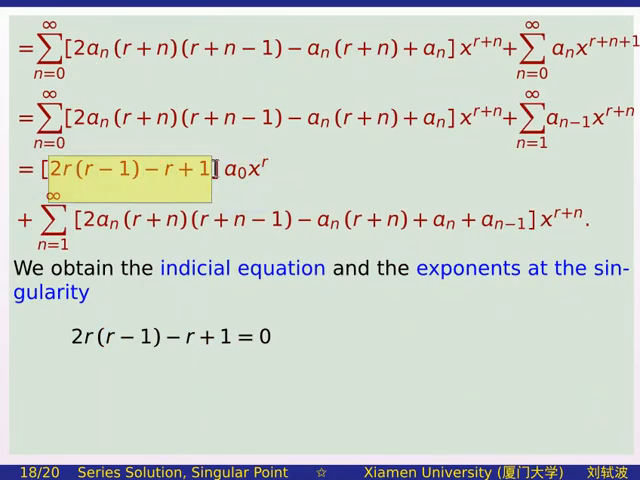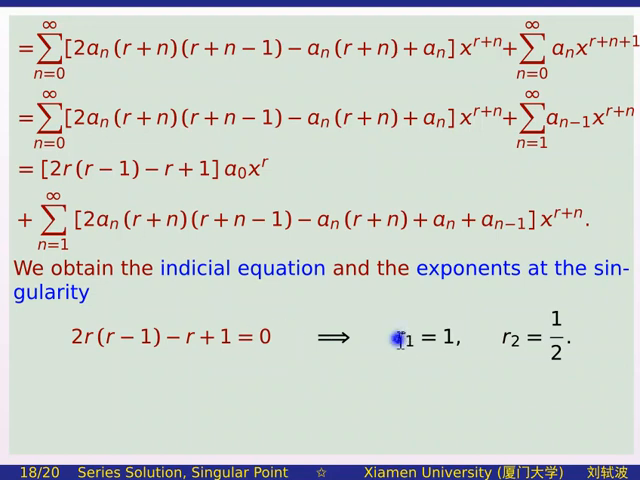The r has to satisfy this equation. This equation is called the indicial equation, and the roots of this equation are called exponents at the singularity. Solving this equation we obtain the two roots, which are the so-called exponents at the singularity, r1 is 1, r2 is a half.